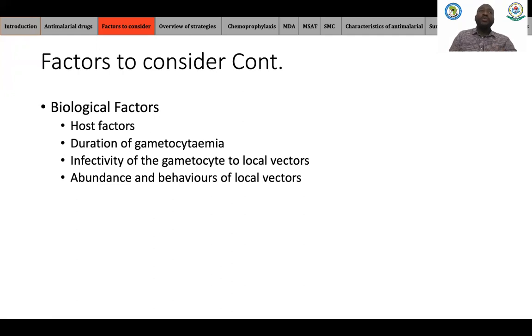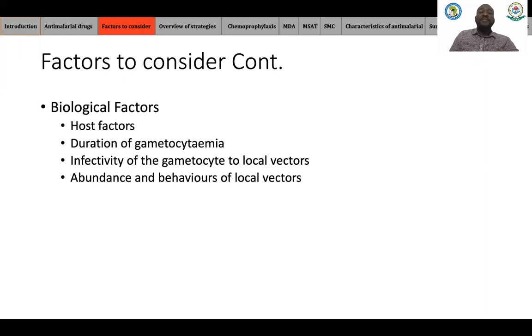So when you're doing an intervention and selecting the drugs for these different populations, you take into consideration the group that you're targeting in that context. The second thing you could look into among these biological factors, in the parasite component, is the duration of gametocytemia, for example, if your target is to reduce transmission.